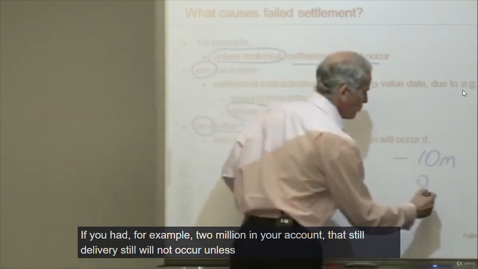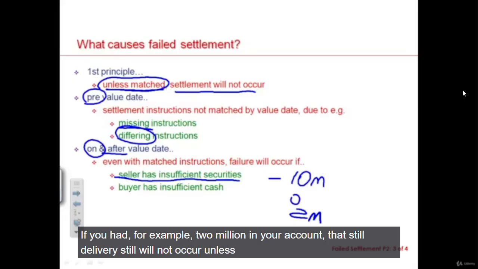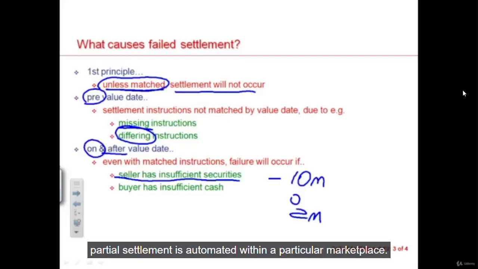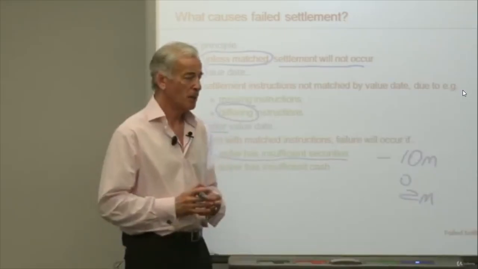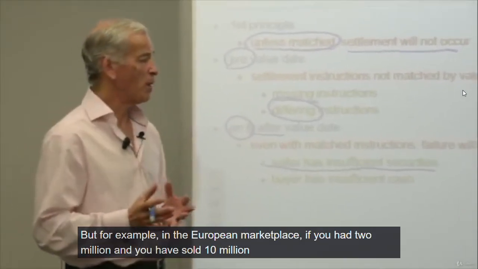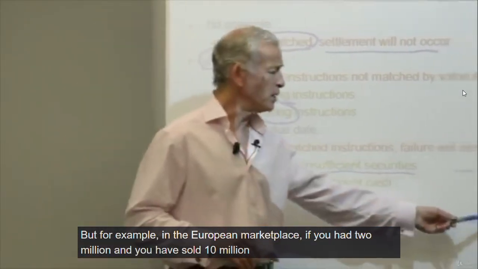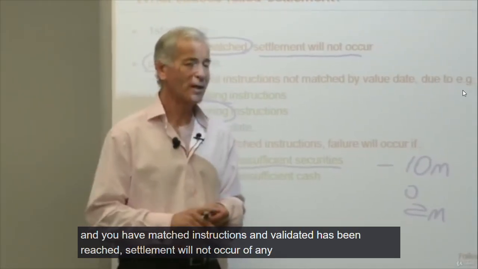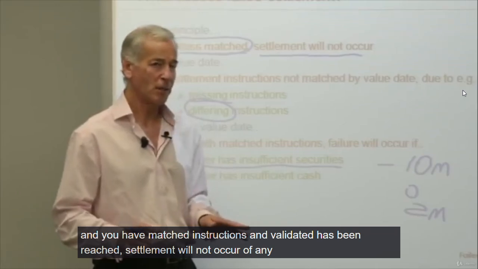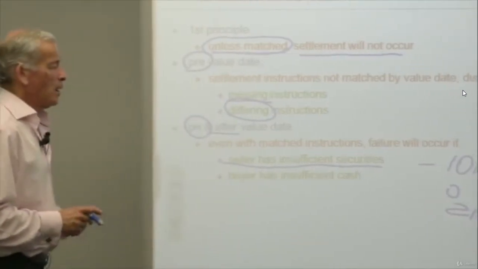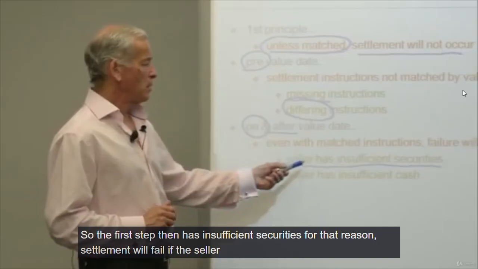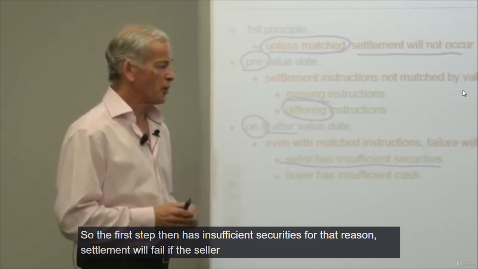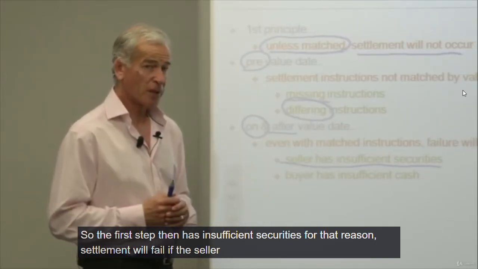If you had, for example, 2 million in your account, that delivery still will not occur unless partial settlement is automated within a particular marketplace. But for example, in the Eurobond marketplace, if you had 2 million and you have sold 10 million and you have matched instructions and value date has been reached, settlement will not occur of any of it at all. So the first step then, seller has insufficient securities. For that reason, settlement will fail.